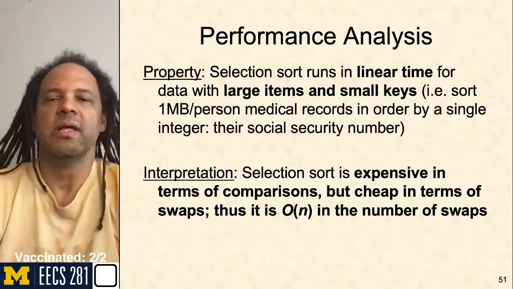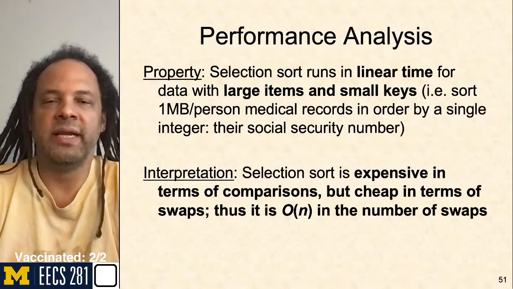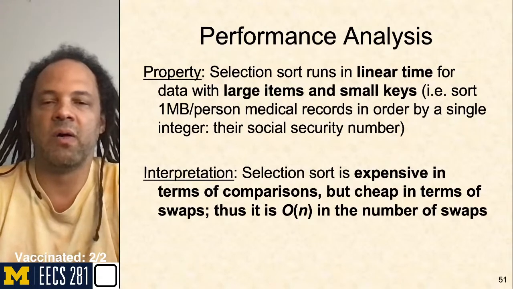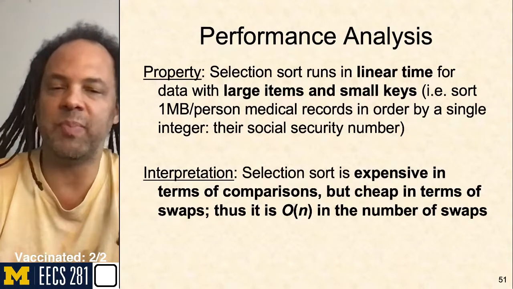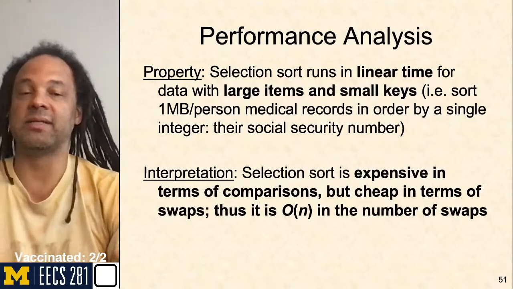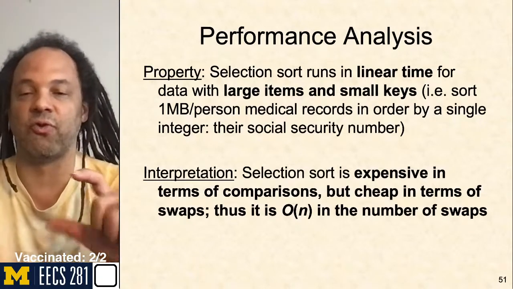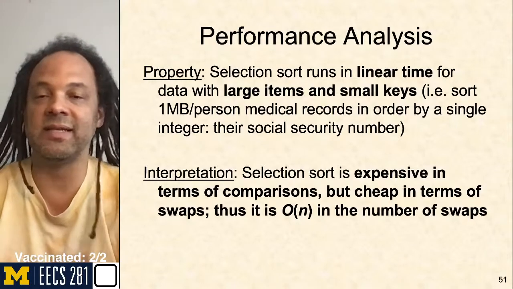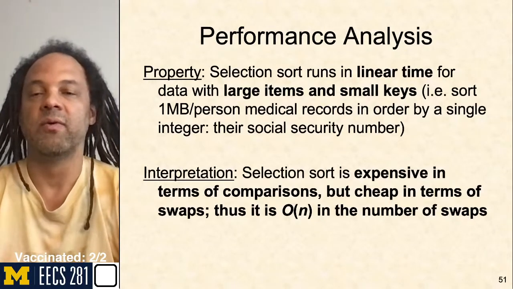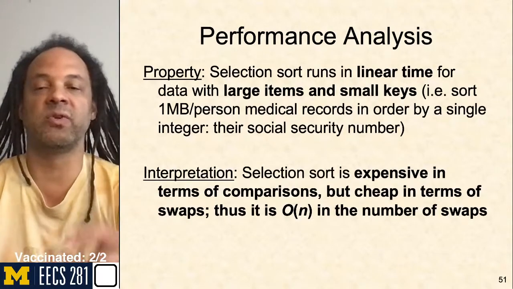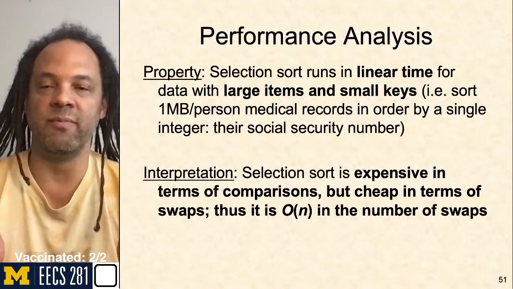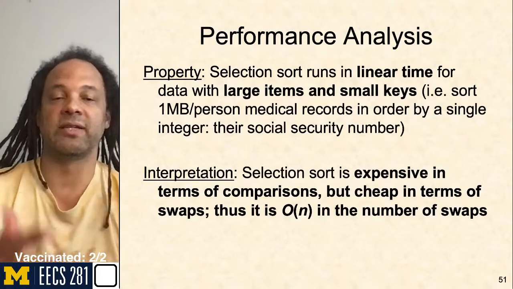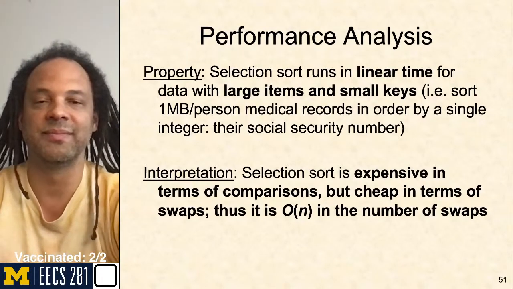I think this is the last one here. The property that selection sort runs in linear time for data with large items and small keys, right? Selection sort, while expensive in comparisons, is cheap in terms of swaps, and that's great, because that linear number of swaps, if that's what's driving my total time, makes this look like a linear algorithm, because really fast comparisons, even though there's n squared of them, may take a lot less time than that linear number of moves, which was going to happen no matter what. So selection sort can be linear sometimes.